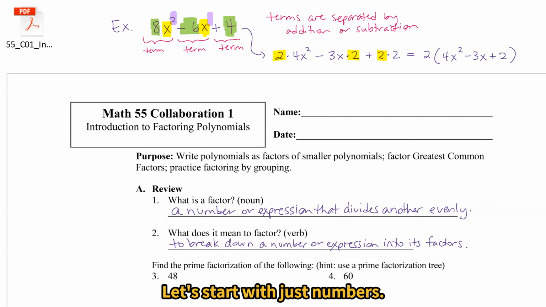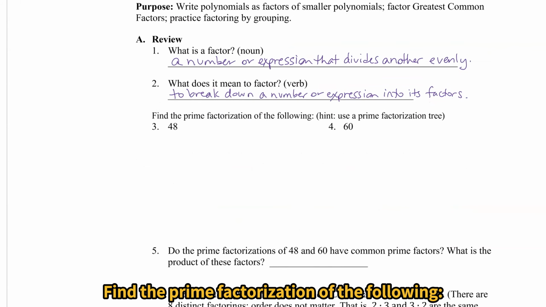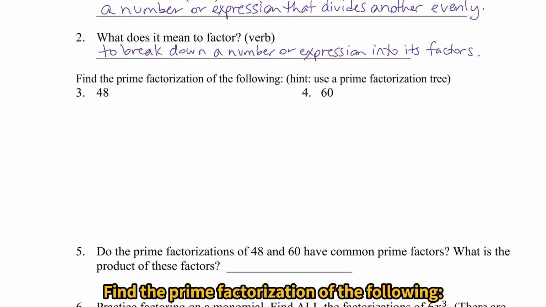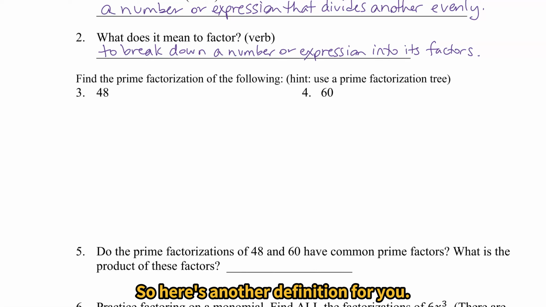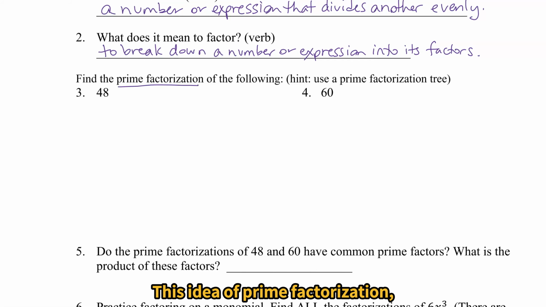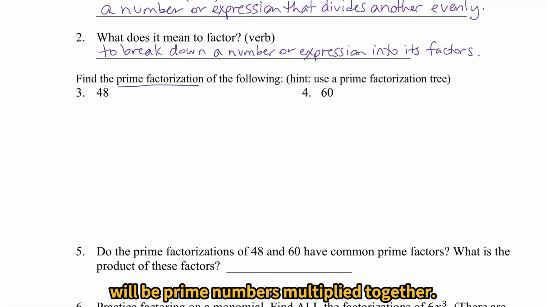Let's start with just numbers. Find the prime factorization of the following. We want to find the prime factorization of 48. So here's another definition for you. This idea of prime factorization means we're going to take that 48 and break it down so far that all we have that equals 48 will be prime numbers multiplied together.